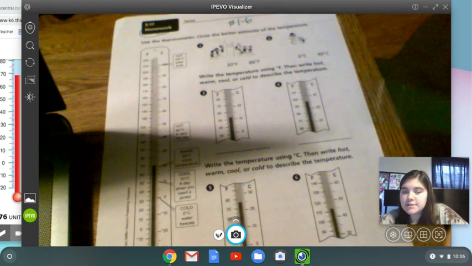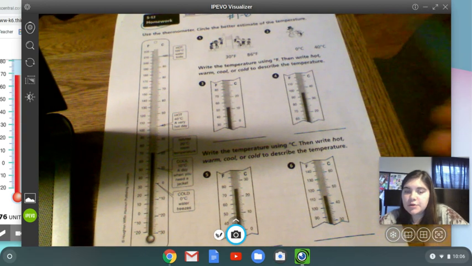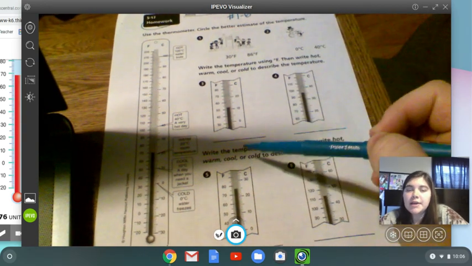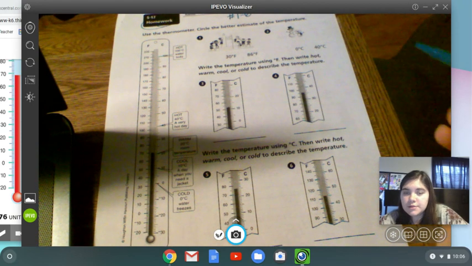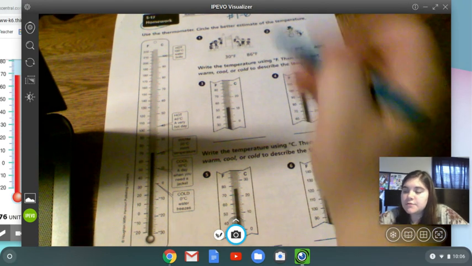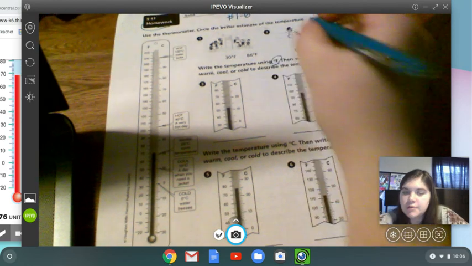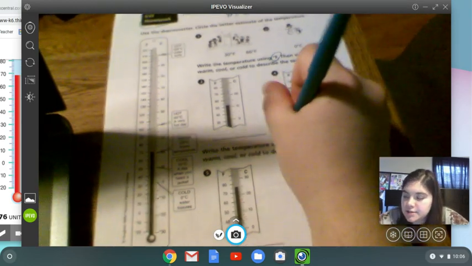3, 4, 5, and 6 are just like the examples from your book, where you need to put the temperature and the description of if it's hot, warm, cool, or cold. The top one's for Fahrenheit. The bottom one is for Celsius.